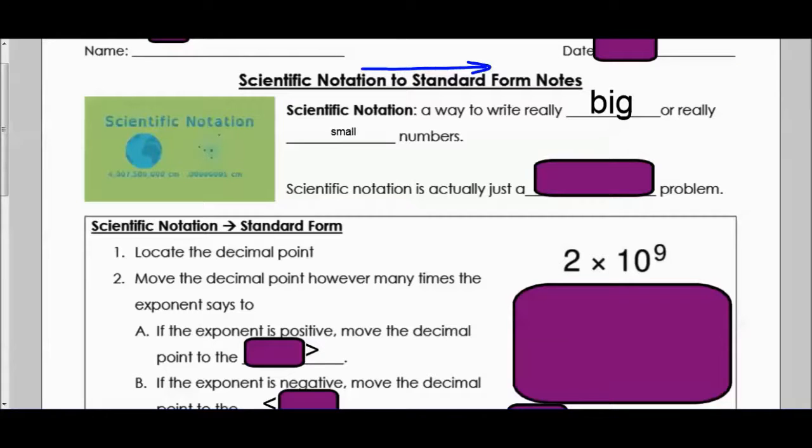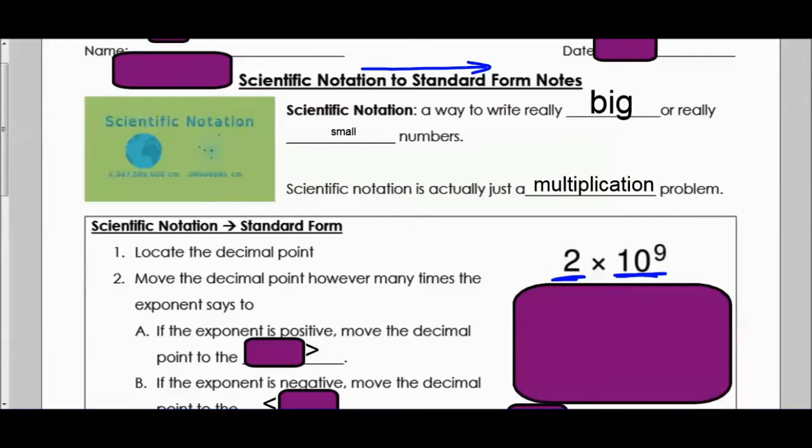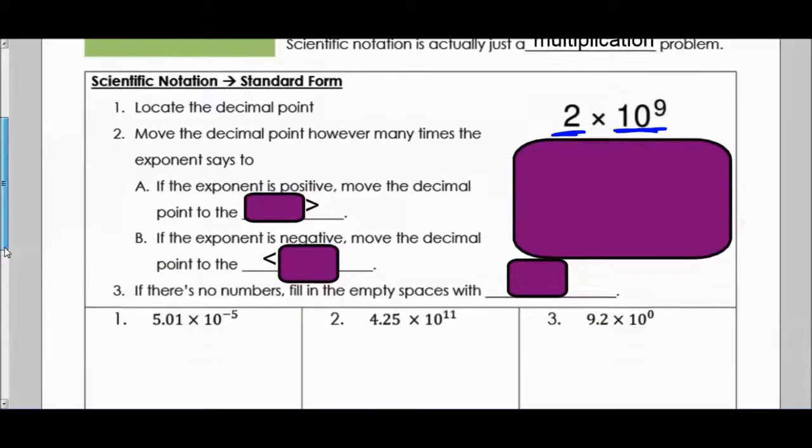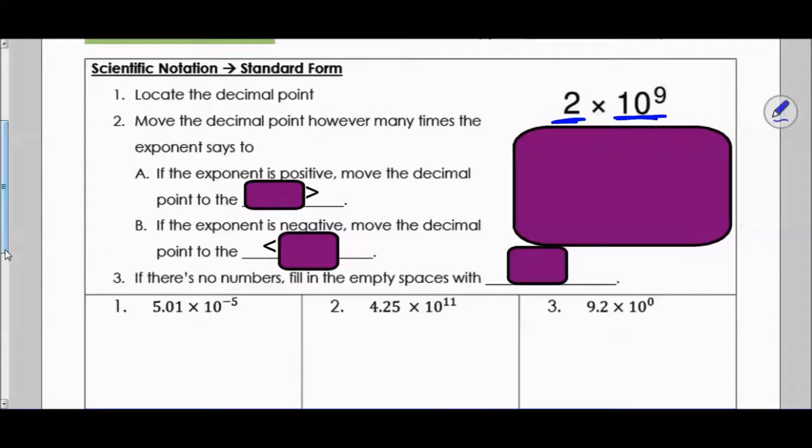It's actually just a multiplication problem. You take a base number and we multiply it by some power of 10. So it's really simply just a multiplication problem. Our first step is to locate the decimal point. When it's just a number and it doesn't seem like there is a decimal point, it's always at the end of that number. So we could really write that as 2.0.